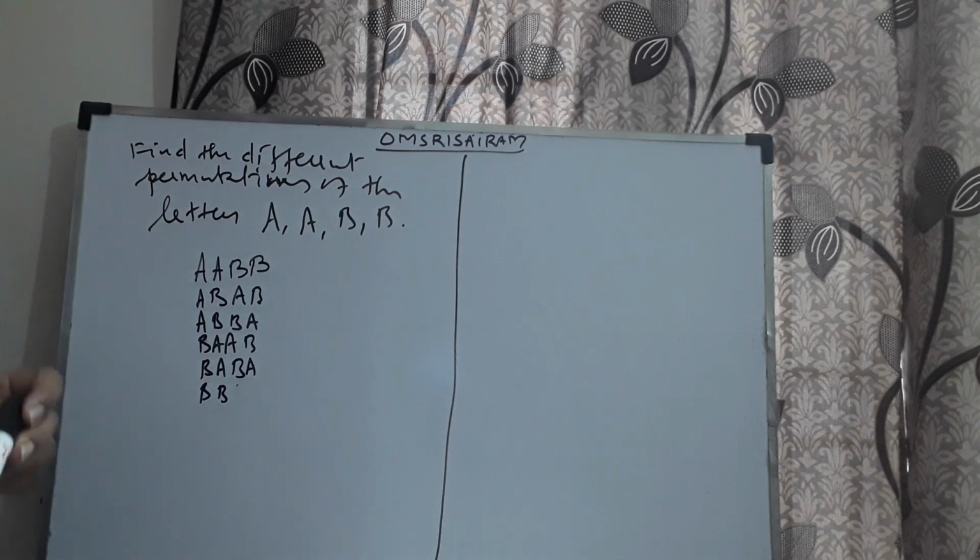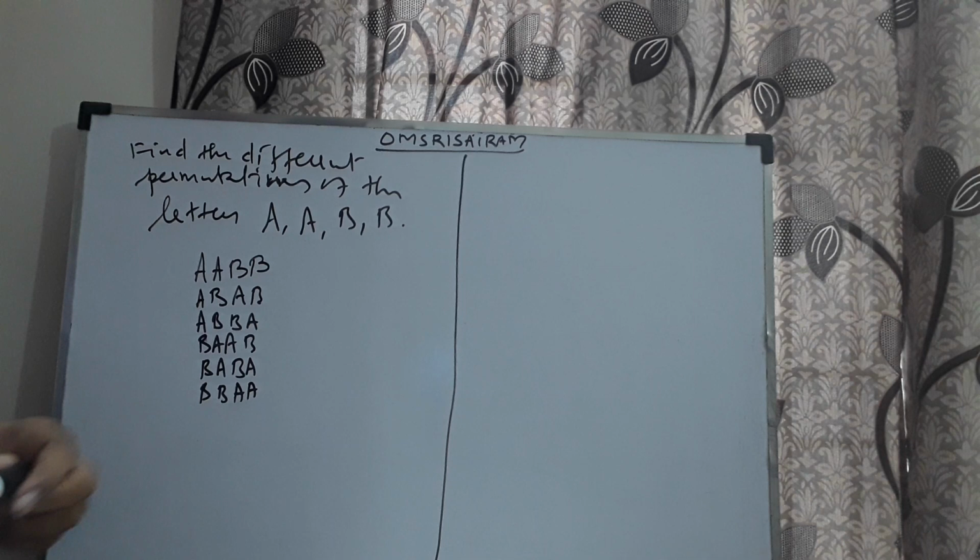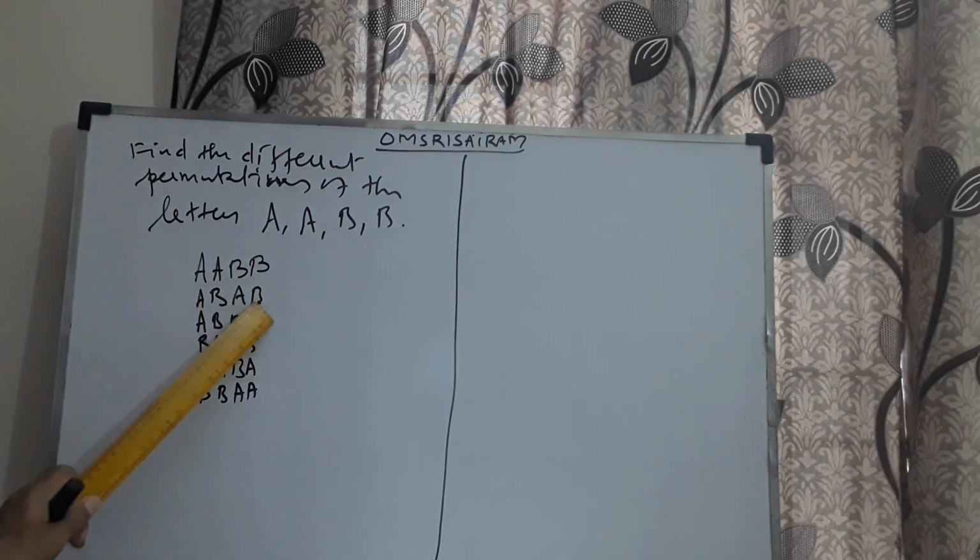I'll just explain once again if you want. Looking at the positions of two A's, I'll be able to explain this properly. A in the first and second position, first and third, first and fourth, second and third, second and fourth, third and fourth. These are the possible arrangements. I can't go beyond these arrangements.